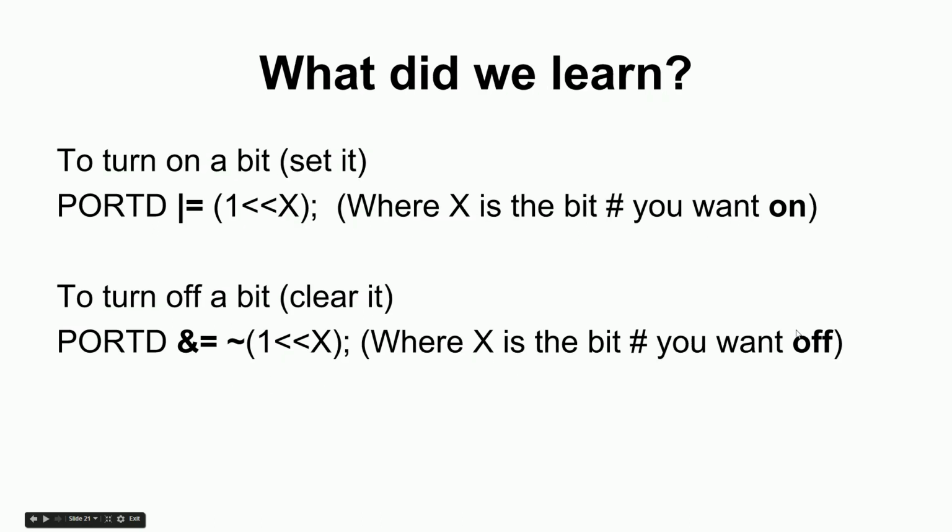I think that's it. All right, so what do we learn? Here's the summary. To turn on a bit in any variable, whether it's a port or any other variable you want, you say port D, in this specific case, OR equals 1 shifted over X times, where X is the number you want on. If you want pump 4 on, then you put a 4 in there, or if you want PD4 on, which is connected to pump 4. To turn off a bit, which is what they say is clear it, set it or clear it means turn on or turn it off.